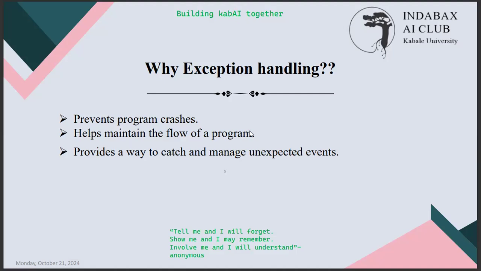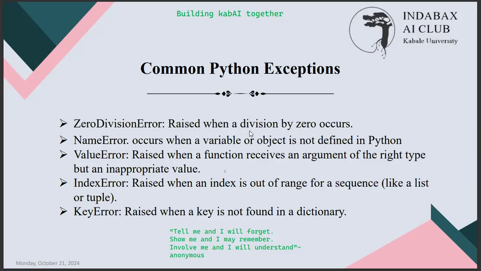So why do we do exception handling? Like I said, we do it to prevent program crash, to maintain the flow of the program, and to find a way to catch and manage unexpected events. Okay, so among the common Python exceptions, we have what we call the zero division error. This one is raised when a division by zero occurs.